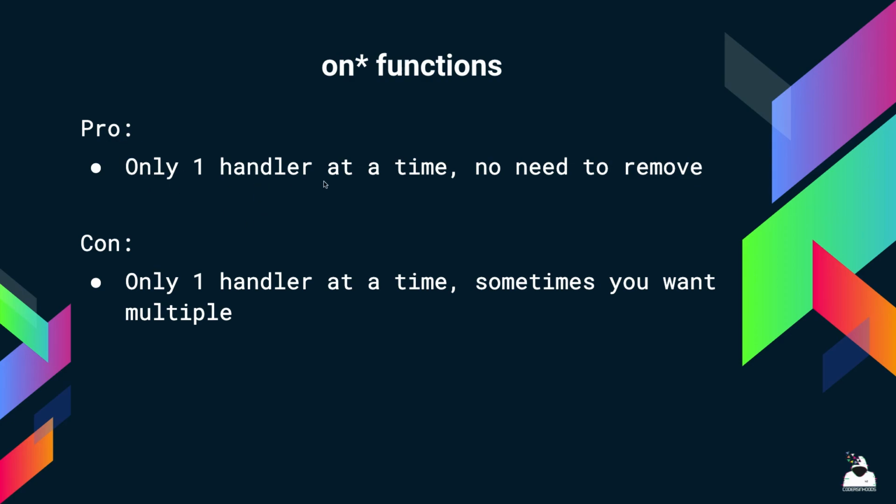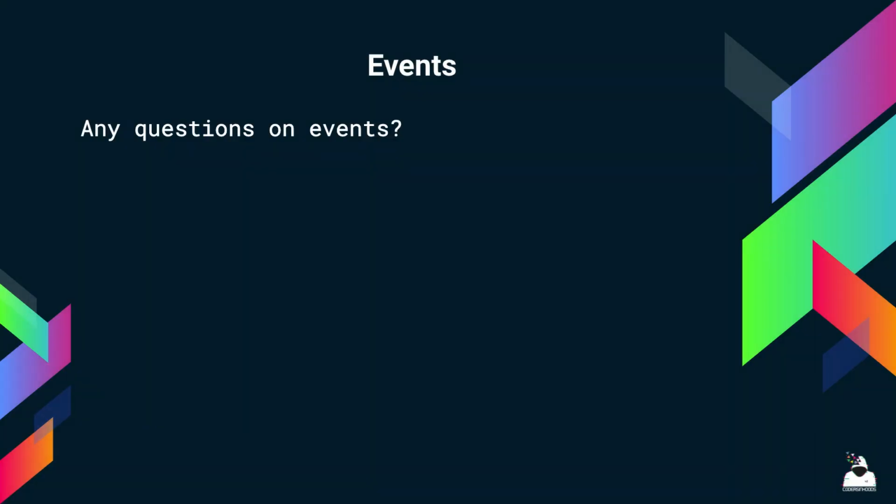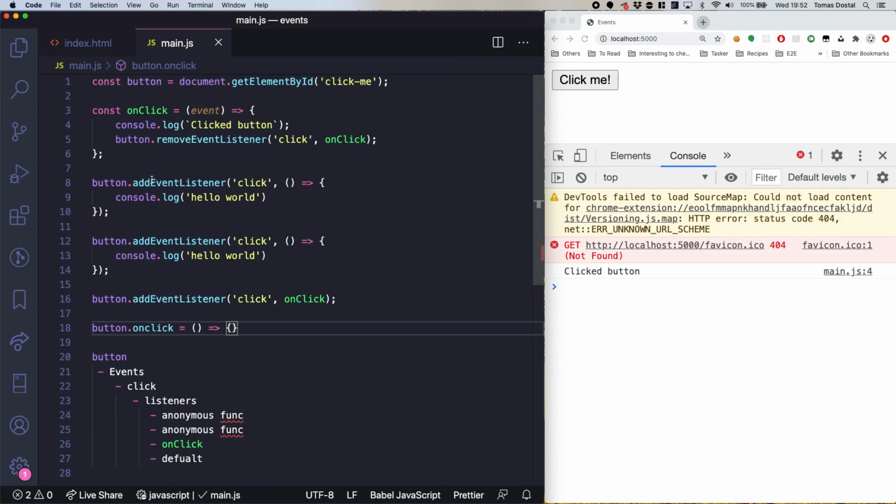Pro is only one at a time, con is only one at a time. In here it says sometimes you want multiple event handlers. I would say almost all the time you will want multiple event handlers. As the application gets more complex, you will find that you might have a link with 10 listeners on it or whatever, or a button especially.